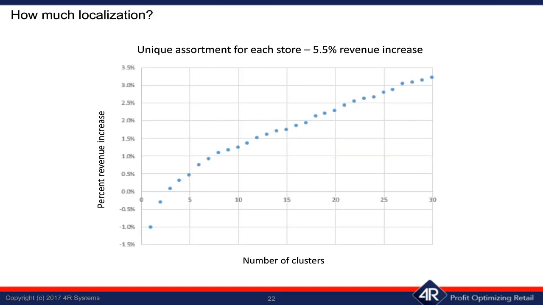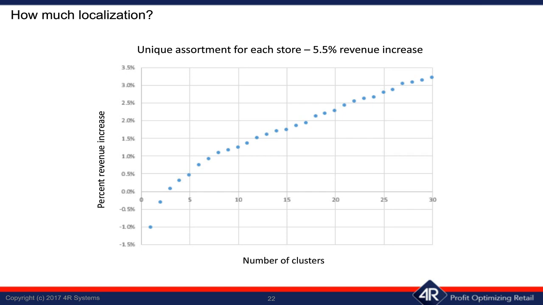Another way to visualize this is the following. If you look at this chart, it pretty much shows you that if you had a unique assortment for each store, it is as much as a 5.5% revenue increase left to right. If you did a traditional size clustering technique, you might have, say, for sake of argument, 5 different clusters. You can see where that actually is on the graph.